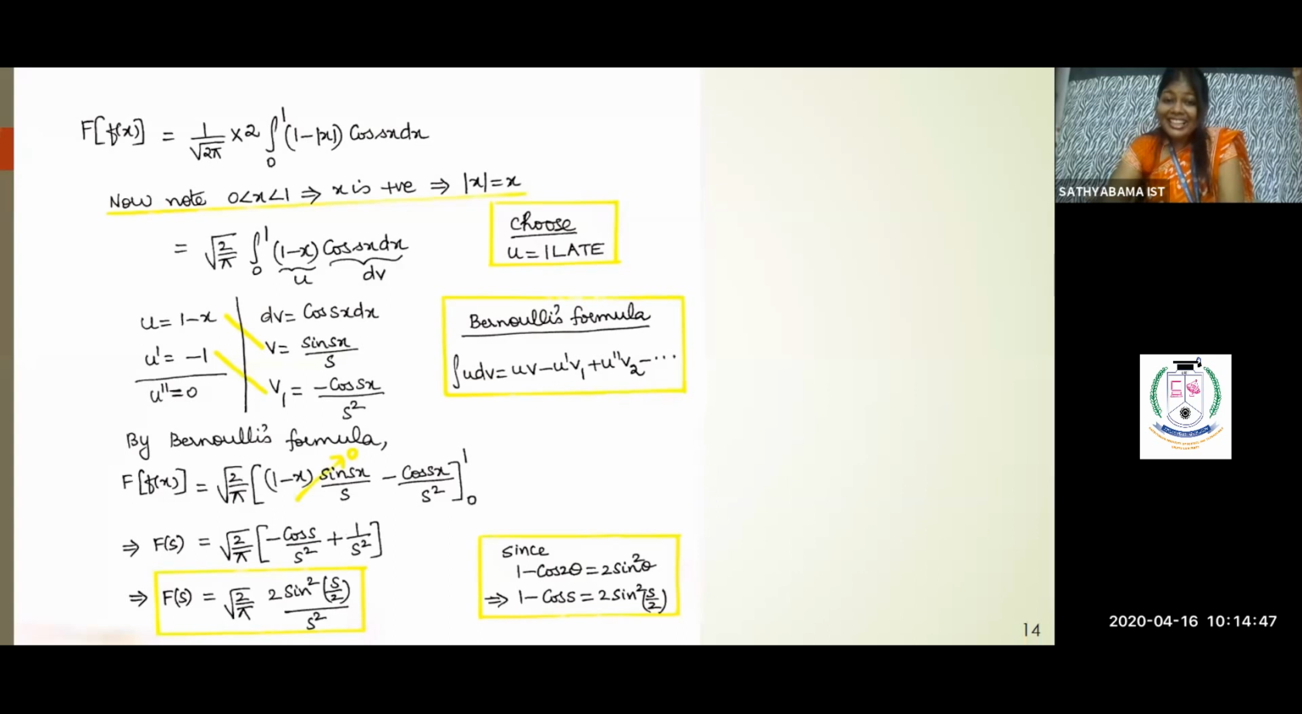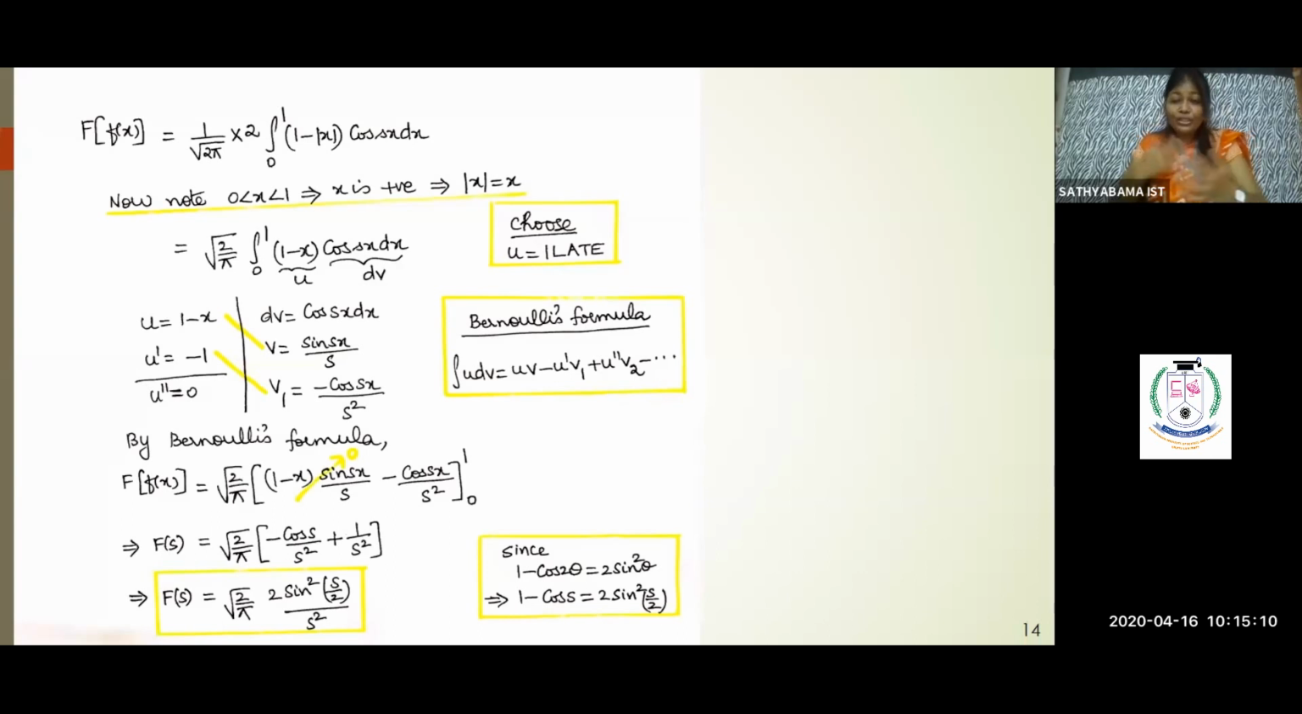If x is greater than 0, what is modulus of x? It is x. Have you understood this? Because x is greater than 0, modulus of x can be replaced by x. So what will I get now? Root of 2 by pi, integral 0 to 1, (1 minus x) cos sx dx. And this I can integrate easily using Bernoulli's formula.